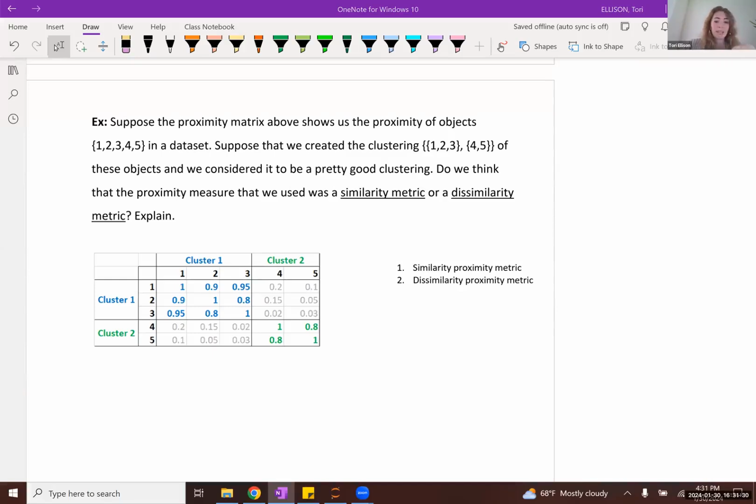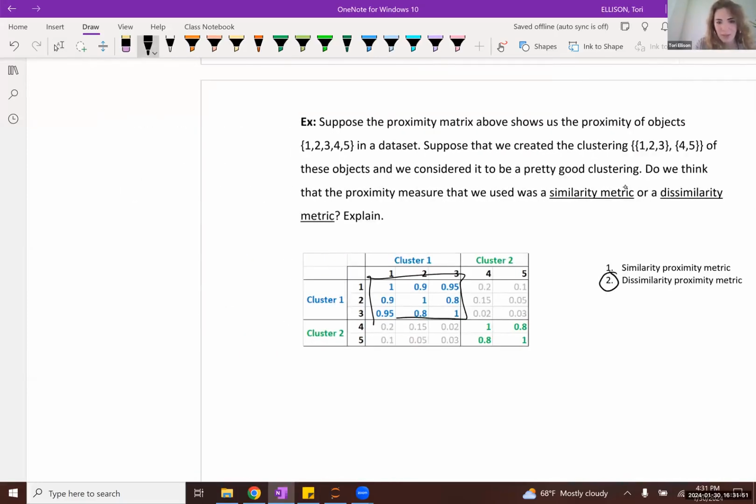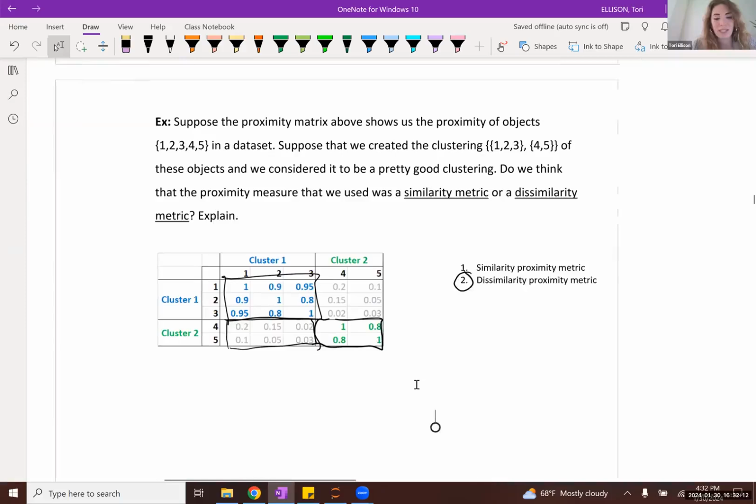So the majority said 1, it is a similarity proximity metric. But kudos to the 42% that said 2, it is a dissimilarity proximity metric, because this is actually the right answer here. So you want to remember, if this is a good clustering, ideally we want the observations in this cluster to all be similar to each other. And we want all of the observations in this cluster to be collectively similar to each other. And furthermore, we want the proximity between these two clusters to be relatively dissimilar to each other.